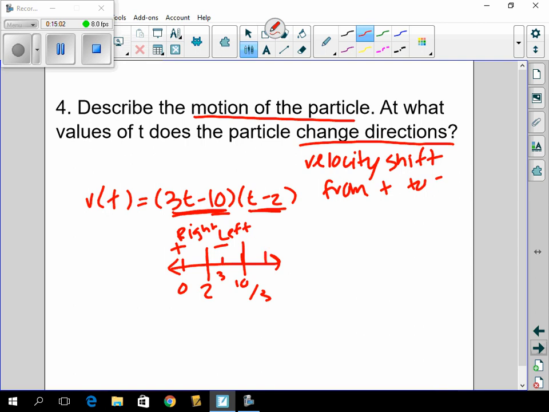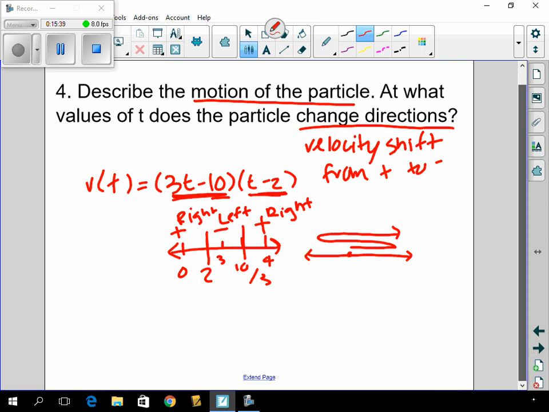And then past 10 thirds, let's just say 4 is greater than 10 thirds. So I'm going to plug in 4. I get that the first is positive, the second is positive, so this is positive, so my function is moving right. And so along a line, this is what my particle is doing. It starts at a point, and from time 0 to 2, it moves right, and then it starts moving back left again, and then it starts moving right. So it's going back and forth, and then it keeps going right.